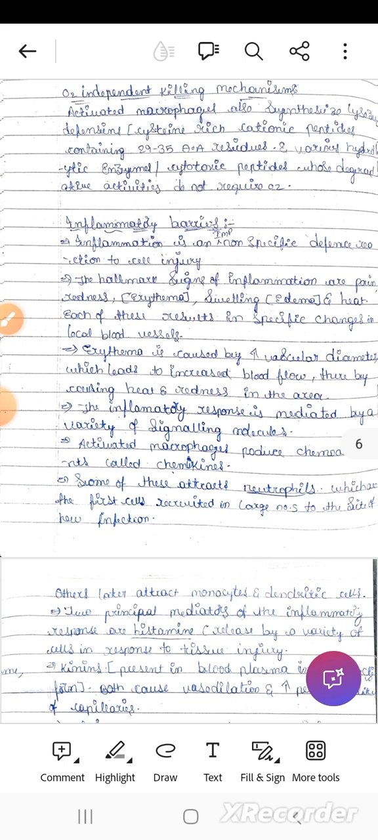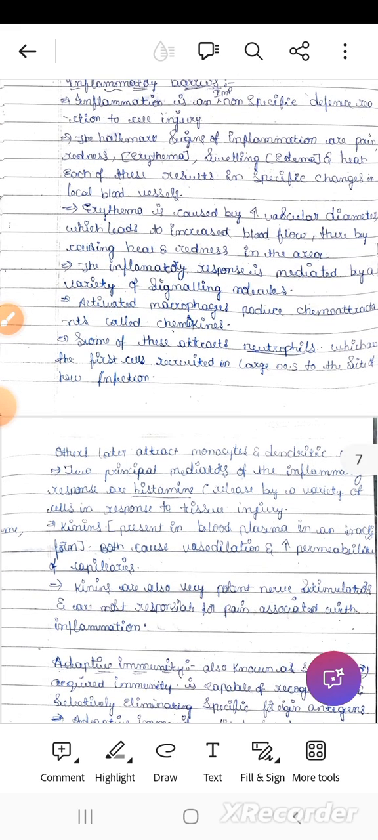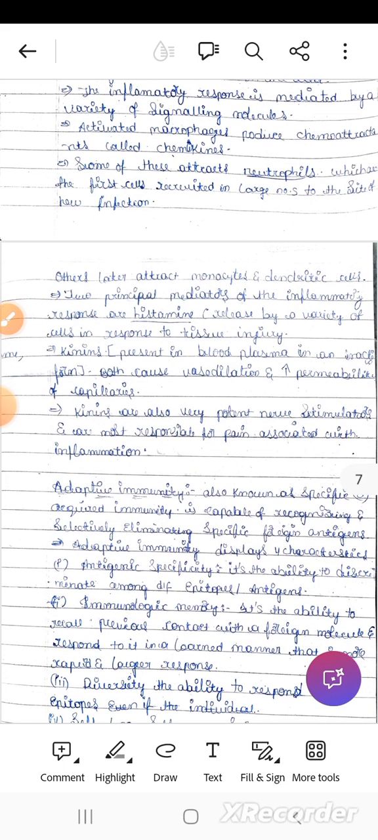Erythema is caused by increased vascular diameter, which leads to increased blood flow, thereby causing heat and redness in the area. The inflammatory response is mediated by a variety of signaling molecules. Activated macrophages produce chemoattractants called chemokines. Some attract neutrophils, which are the first cells recruited in large numbers to the site of new infection. Others later attract monocytes and dendritic cells.